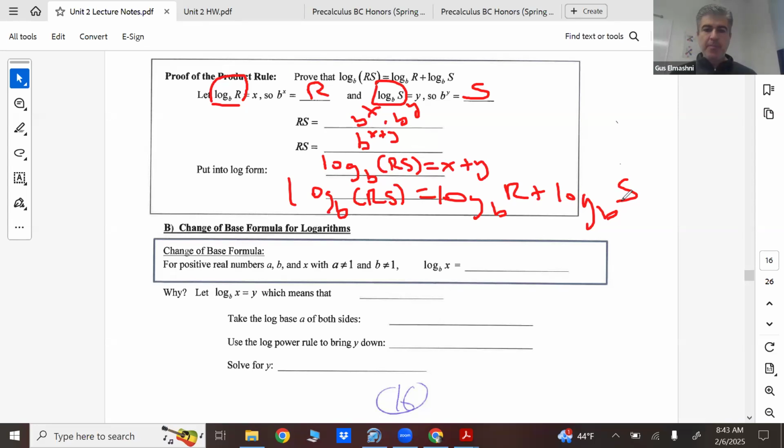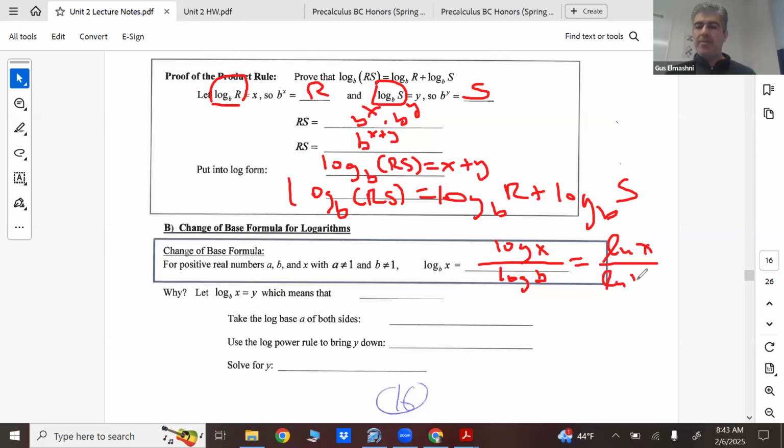Okay, change of base formula. Do you guys know about that? You could rewrite any log as a ratio of two logs. And you change the base to maybe a common log or a natural log. So this could work, for example, or this could work.